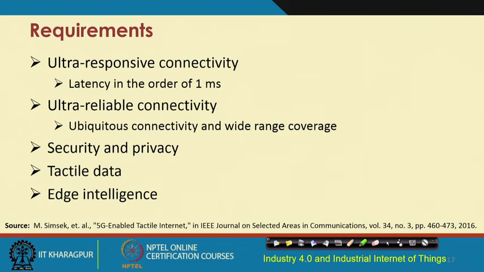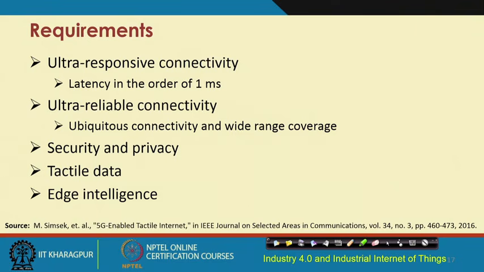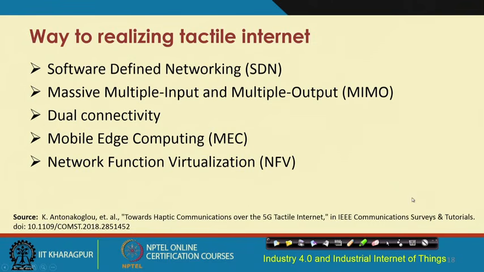So, in terms of fulfilling requirements of ultra responsive connectivity: latency in the order of 1 millisecond, ultra reliable communication, ubiquitous connectivity, wide range of coverage, security, privacy, tactile data exchange, and edge intelligence. Edge intelligence means close to the source of the data, some of the processing is going to be done instead of sending everything to the back end servers for further processing. So, edge intelligence, close to the edge, that means the source of generation of the data, is going to be performed with tactile internet.